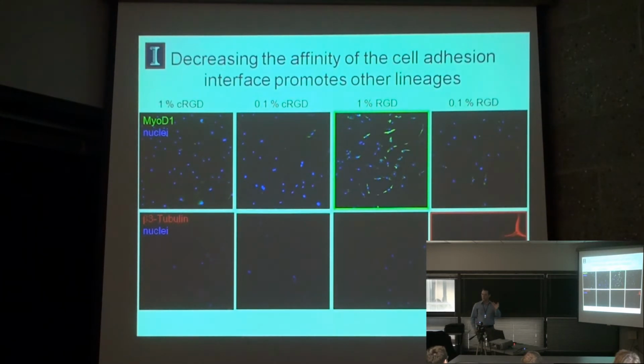So remember, on the intermediate stiffness gels that Engler and Discher worked with, they showed expression of myogenesis. And here at this high density of peptide that has a lower affinity for the alpha V beta 3 integrin, we started to see expression of muscle markers. And then these cells that were extending out all these processes on the low density, a good fraction of them were expressing beta 3 tubulin, which is a marker for neurogenesis.